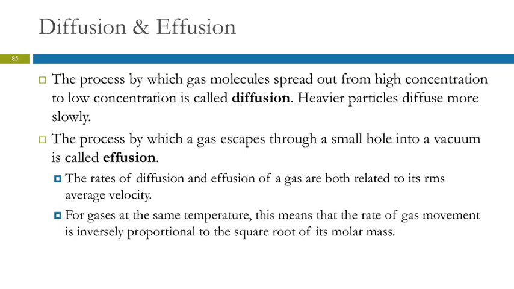So diffusion and effusion are processes by which gas molecules spread out. So there's a subtle difference. Diffusion is where you have a gas that's spreading out from an area of high concentration to low concentration. Effusion is where you have a gas in a container and it's escaping through a tiny hole into a vacuum. So that's also going from high concentration to low concentration, but it's restricted by this container with the little hole in it. The rates of diffusion and effusion are both related to the average velocity.